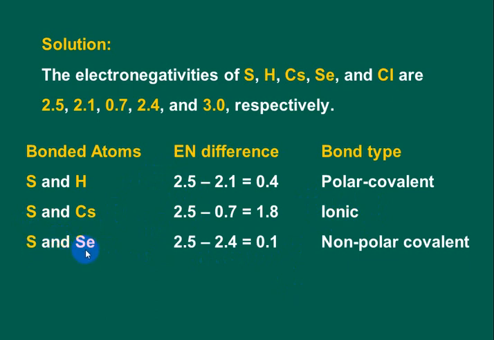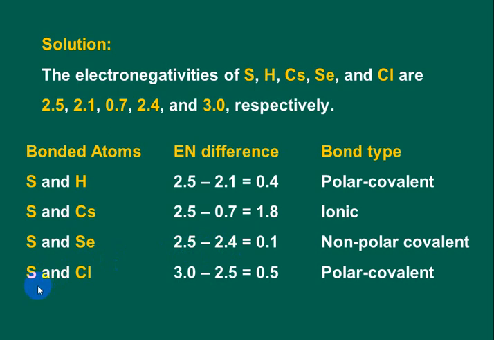Sulfur and selenium. Electronegativity of sulfur 2.5, electronegativity of selenium 2.4. The difference between them is 0.1, so they form nonpolar covalent bonds. And also here, sulfur is more electronegative. It has higher electronegativity than selenium.